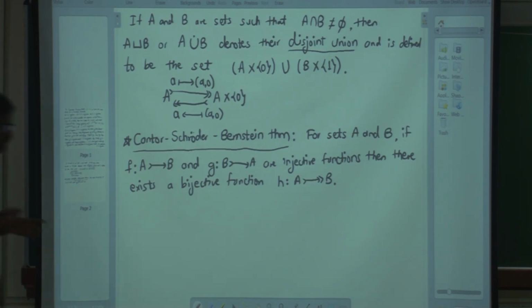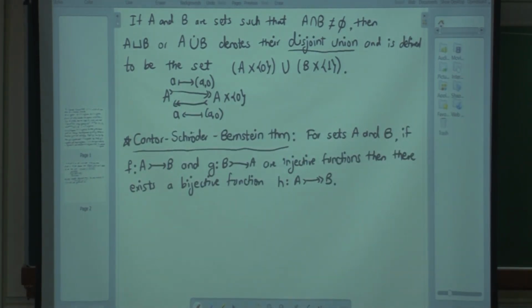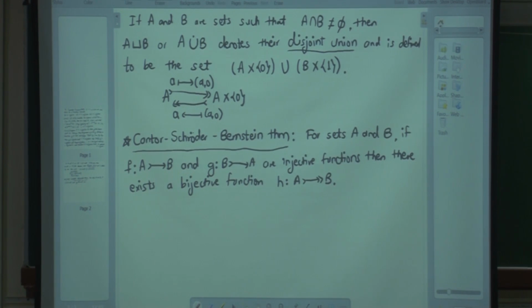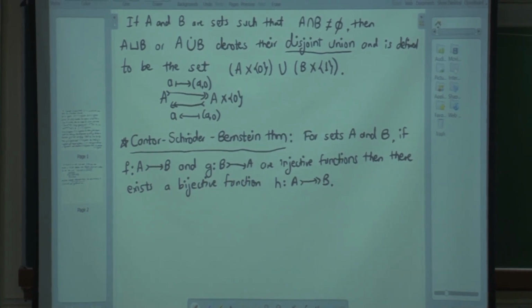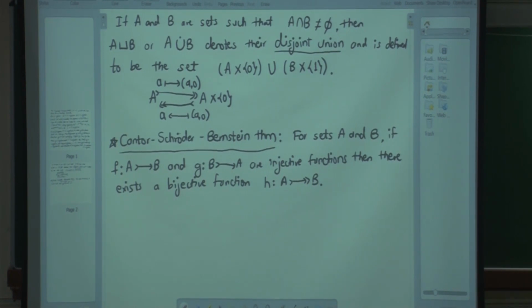So think of it like this. If there exists an injective function from A to B, then size of A is less than or equal to size of B, and also size of B is less than or equal to size of A, then actually their sizes should be equal. So that's what we are trying to say. However, constructing this function h is not particularly easy.